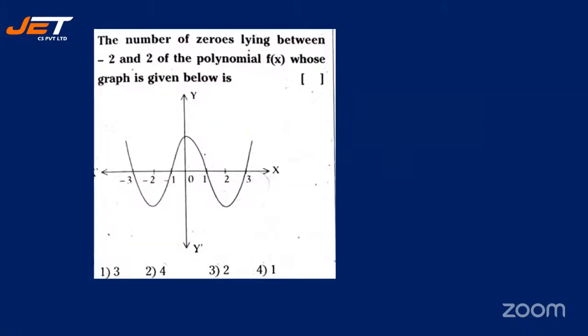See the next question. The number of zeros lying between minus 2 and 2 of the polynomial f of x, whose graph is given below, is dash. The options are 3, 4, 2, 1.